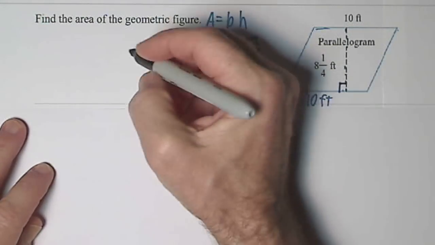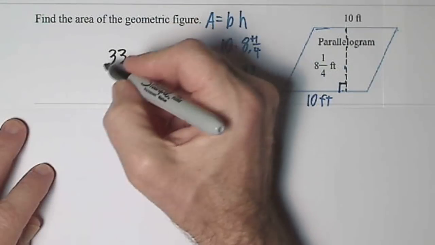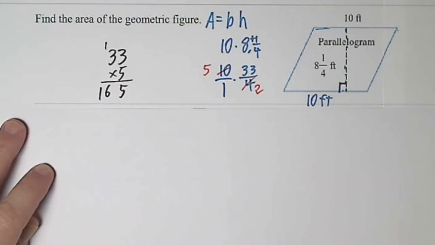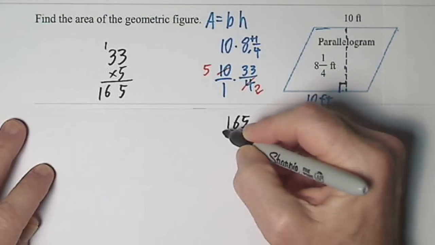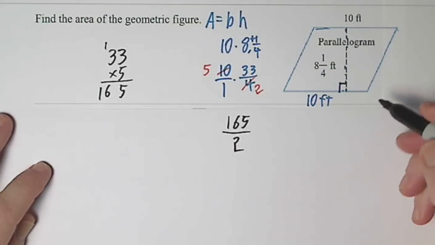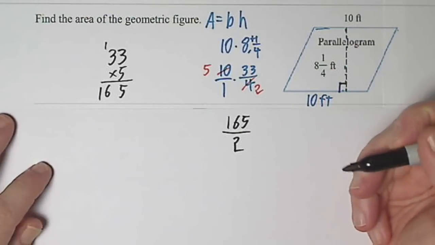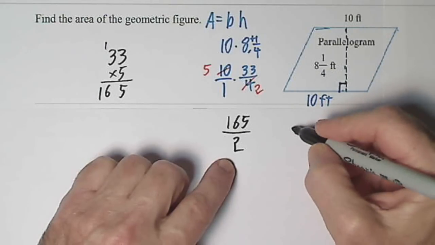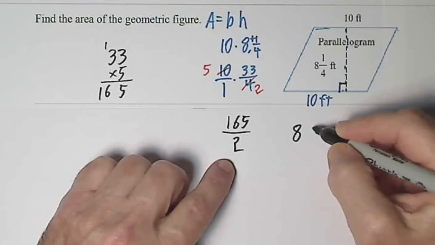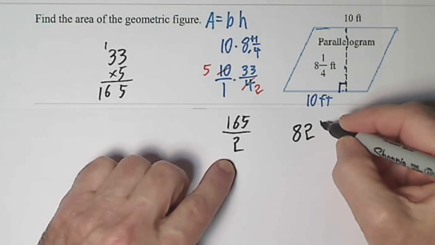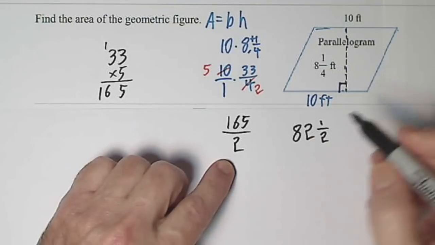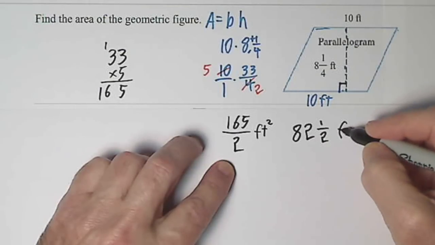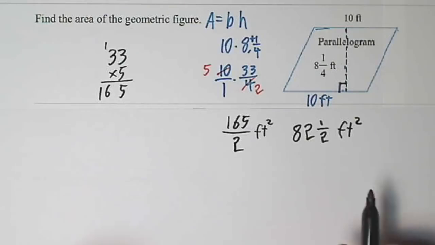So 5 times 33. We better do a little safer calculation here. All right, so I get 165 over 2. I'm perfectly happy with that because it's simplified, but we can also write it as a mixed number. So 2 goes into 165 eighty-two times with one left over. So it's 165 over 2 square feet or 82.5 square feet. Either way of writing that's perfectly acceptable.